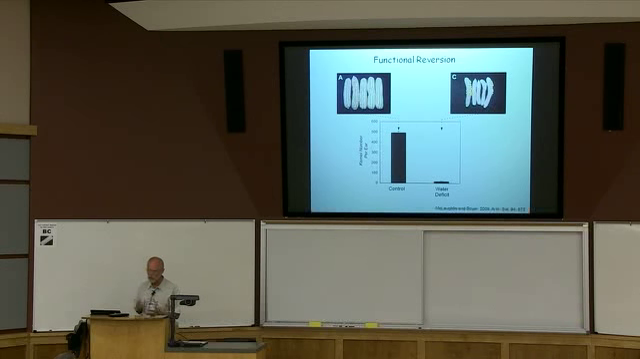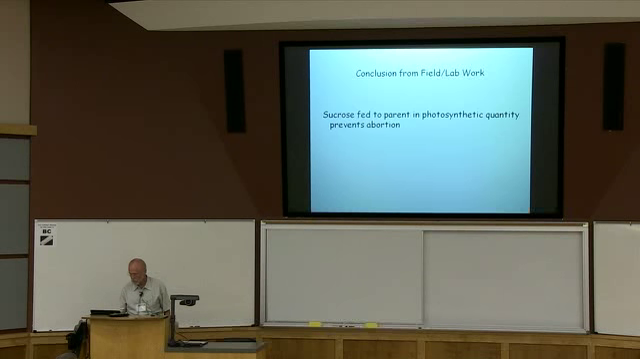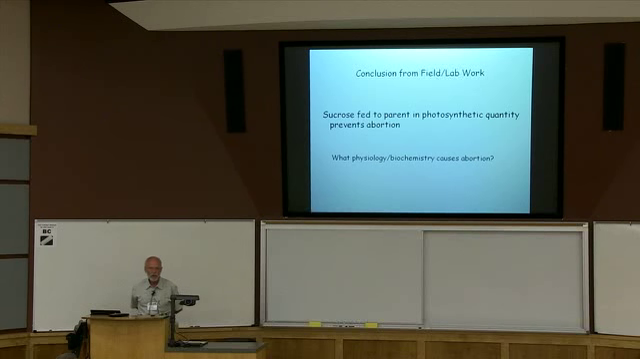So we have a very large effect here, and the question is, what happens when we feed these plants? And that's what happened in this particular experiment. We achieved somewhere around 70% reversion. The conclusion from all of this work is that sucrose fed to the parent plant in photosynthetic quantities prevents abortion. Now, we're feeding to the stem, it's preventing abortion in the ear. So now what I'd like to do is look at what the physiology and biochemistry is that's involved in this reversion.